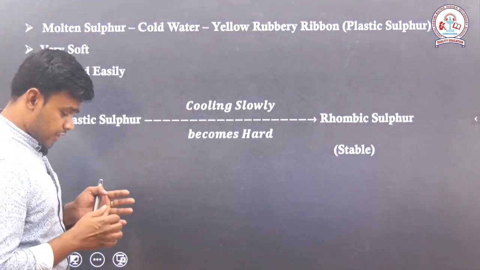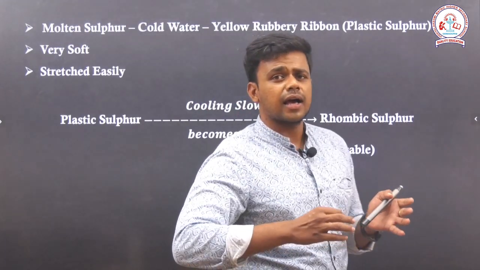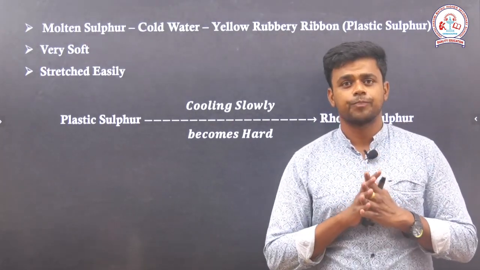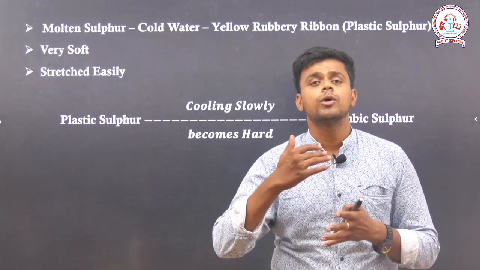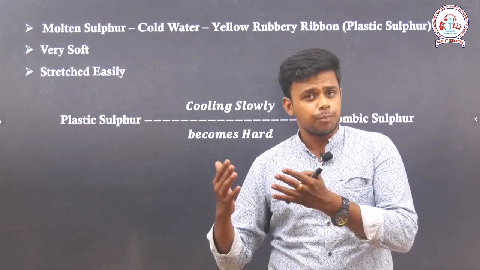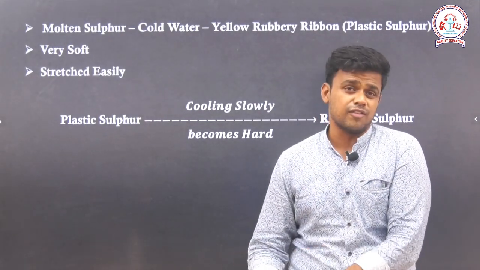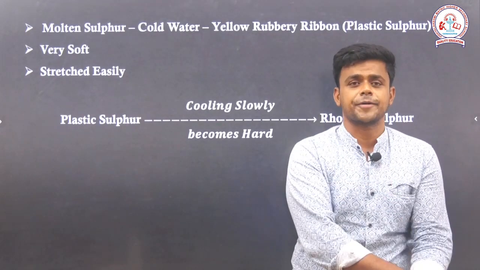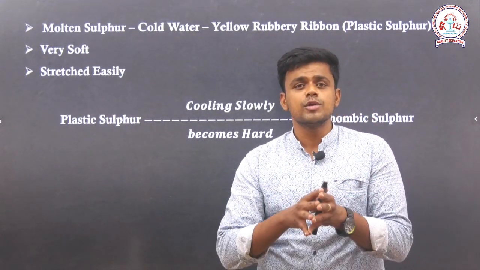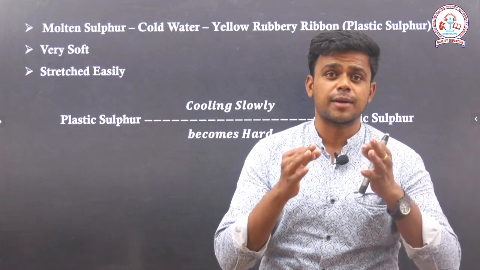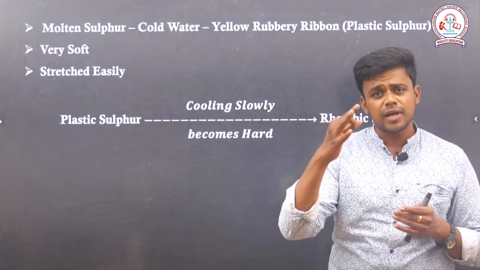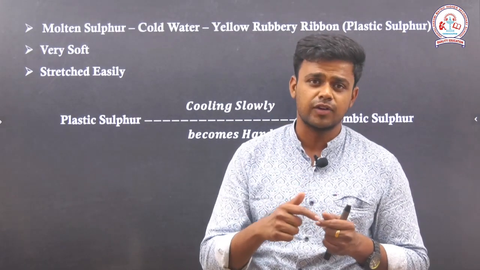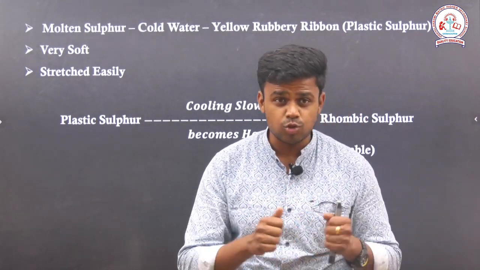If you need to prepare plastic sulfur, what you need to do? You have to take the sulfur, heat it, bring it into the molten form, and pour that molten sulfur into cold water. Once you do that, you will get a yellow rubbery ribbon which is called plastic sulfur. You will definitely get it, no doubt in that. Since it is a yellow rubbery ribbon, it will be very soft, it is rubbery and it can be stretched so easily.